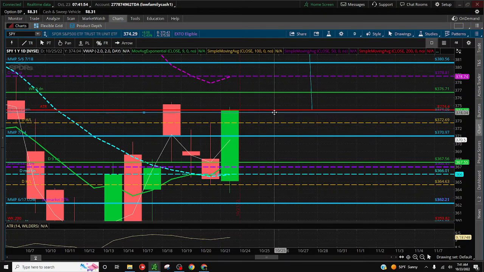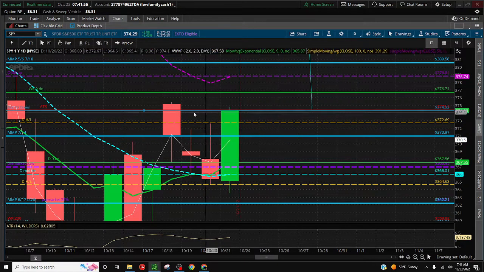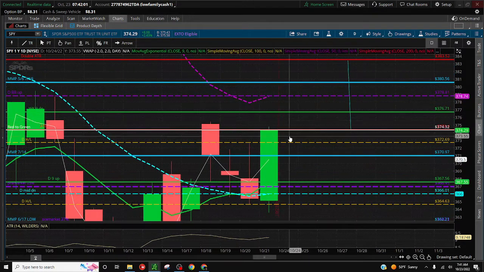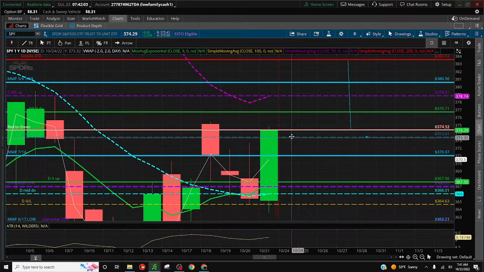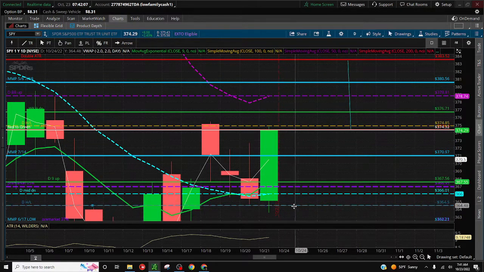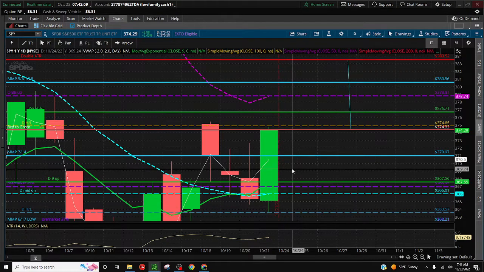let me adjust this level. This is a daily level. This is where SPY closed for the day. This is the high of day. And this is the low of day for SPY.